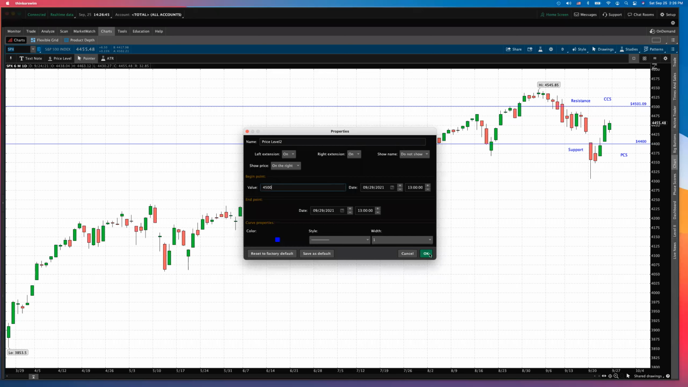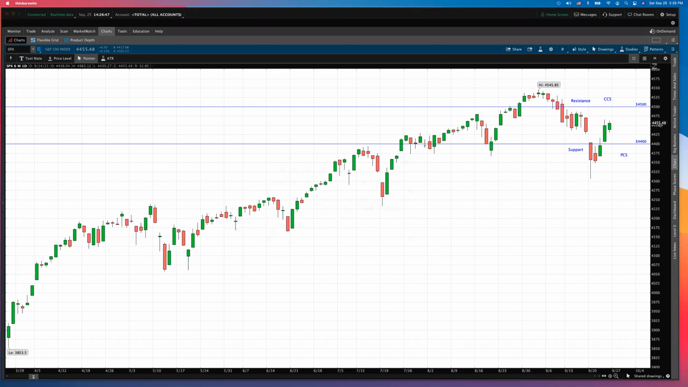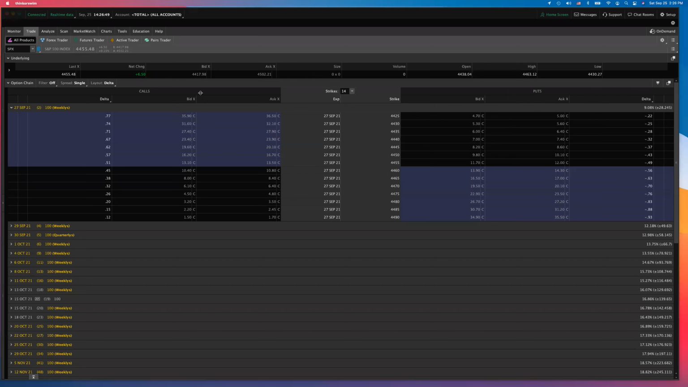Okay. And the current price right now is 44.55. So let's go to the option chain and see what's available. First and foremost, how do I get to that option chain? How do I set it up such that I am looking at the proper option chain? By default, your spread says single.